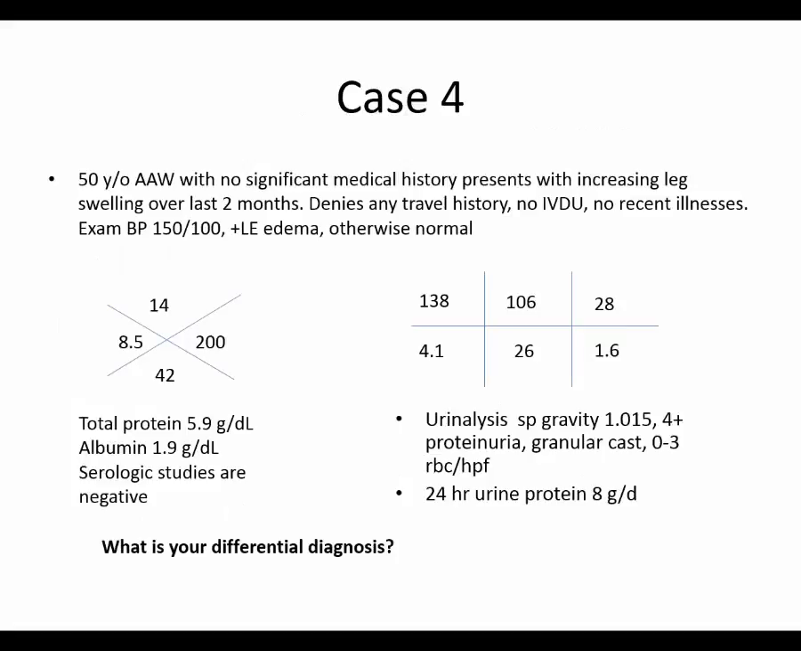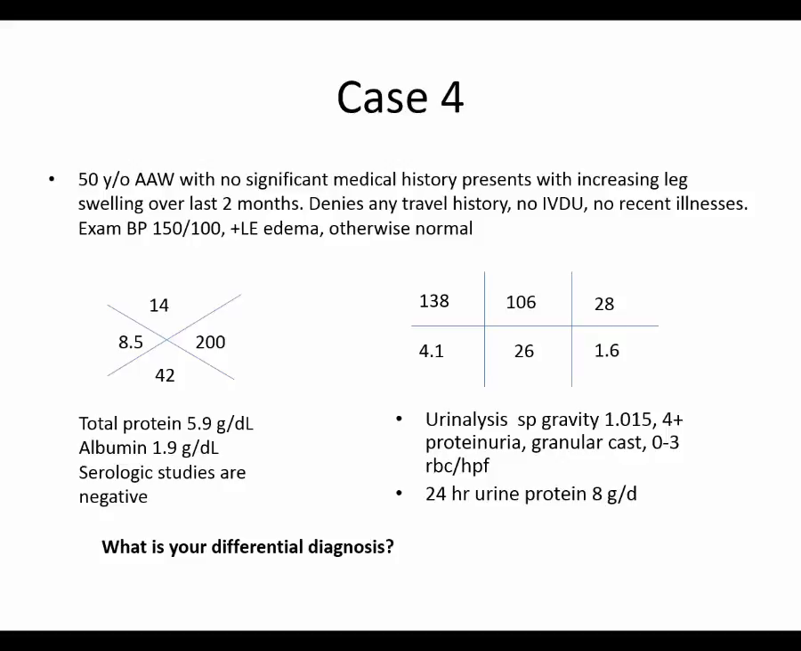All right, so we'll move on to the next case, guys. We'll keep going. So 50-year-old African American woman. This is again a patient if you come to my clinic, you may get to see her sometime. No significant medical history, presented with increased leg swelling over the last 2 months. She denies any travel history, no drug use, no recent illnesses. She was hypertensive. She did have significant lower extremity edema.